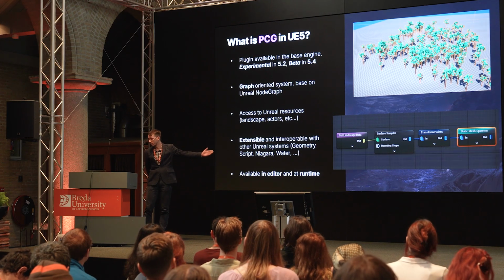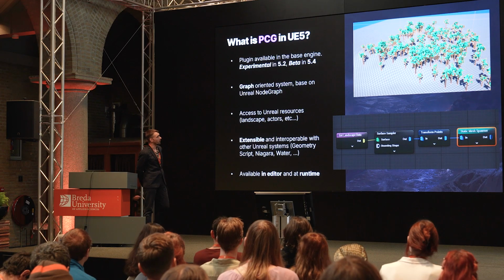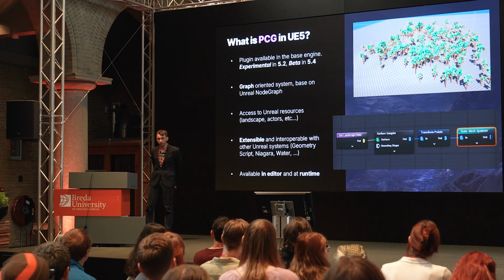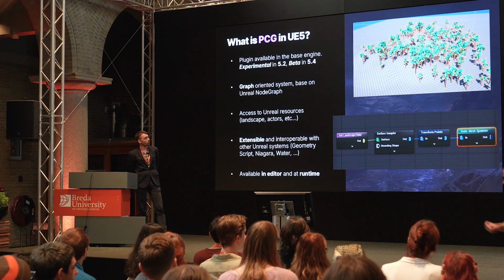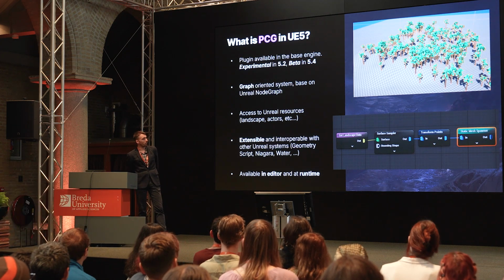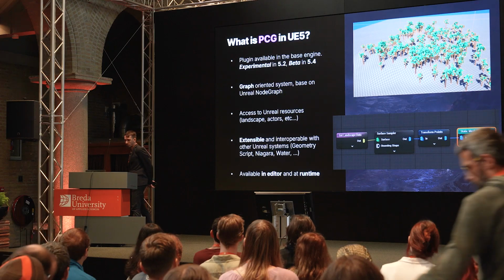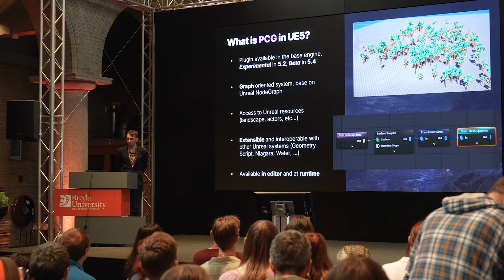So this is a very, very simple graph, just 4 nodes, to do some scattering on the landscape. You query the landscape, then do some surface sampling that will scatter points on the landscape, apply a random transformation with the transform points node, and finally spawn some meshes with the static mesh spawner. And this is what you get. With just 4 nodes, you can already have a lot of trees scattered around the landscape.